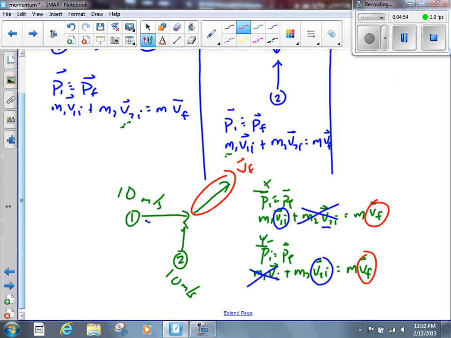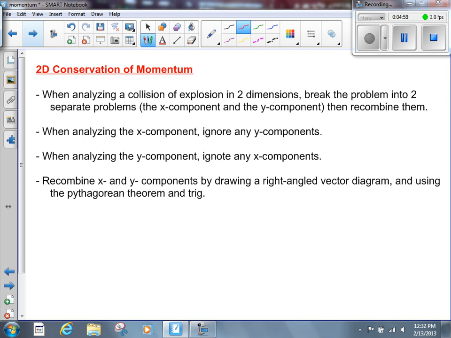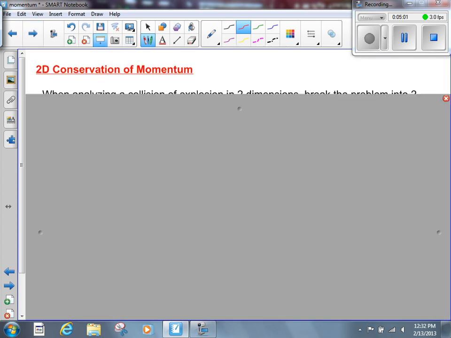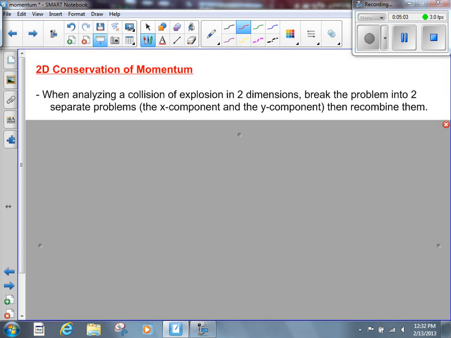All right, let me put up a couple notes here for you, and then we'll do an example problem, okay? When analyzing a collision or an explosion in 2 dimensions, we're going to break that problem into 2 separate problems, the x problem and the y problem that we just did. Then we're going to recombine them. And as Micah said, we're going to recombine them by drawing a vector diagram, doing the Pythagorean theorem and the tan function.